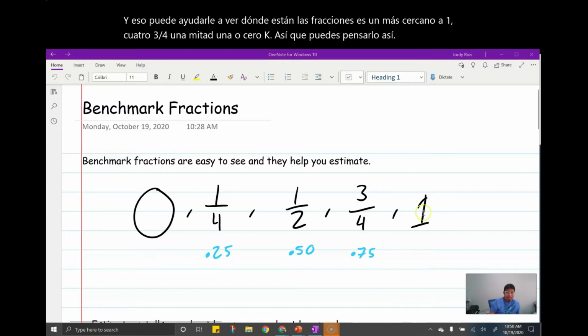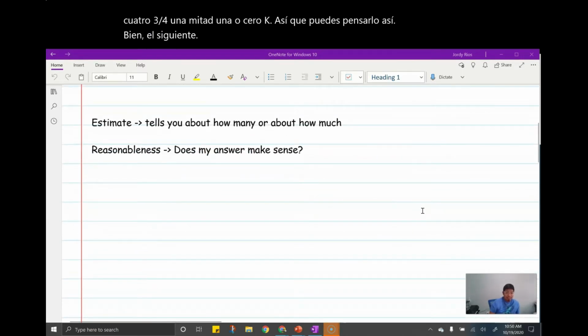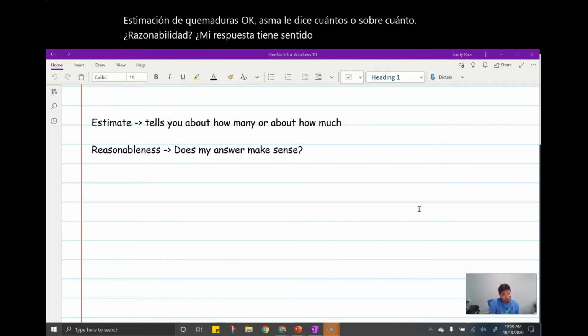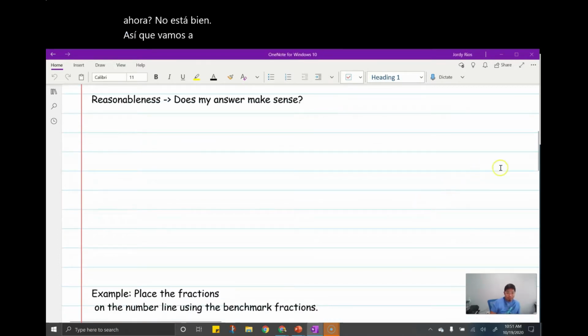Okay? Next thing, estimate. Estimate tells you how many or about how much. Reasonableness. Does my answer make sense? You remember how I told you that if I tell you 2 times 2 and you tell me giraffe, I'm going to look at you crazy because I'm like, does that make sense? No, it does not. Okay? So let's go ahead and look at an example of what this would look like, okay?